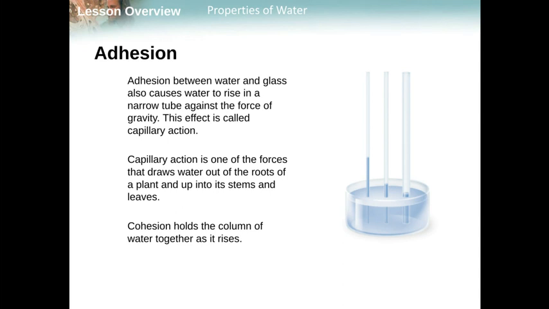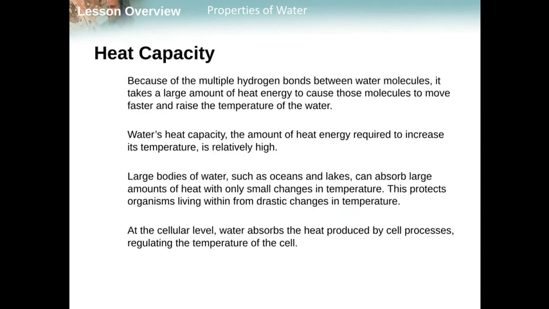Cohesion will hold the column of water together as it rises. So even in the largest of trees, the great sequoia trees and the California redwoods out in the western United States, the tallest trees on the earth, they still move water from the roots all the way to the very top of that tree using no energy at all. There's no physical pumping using energy to get that up there.